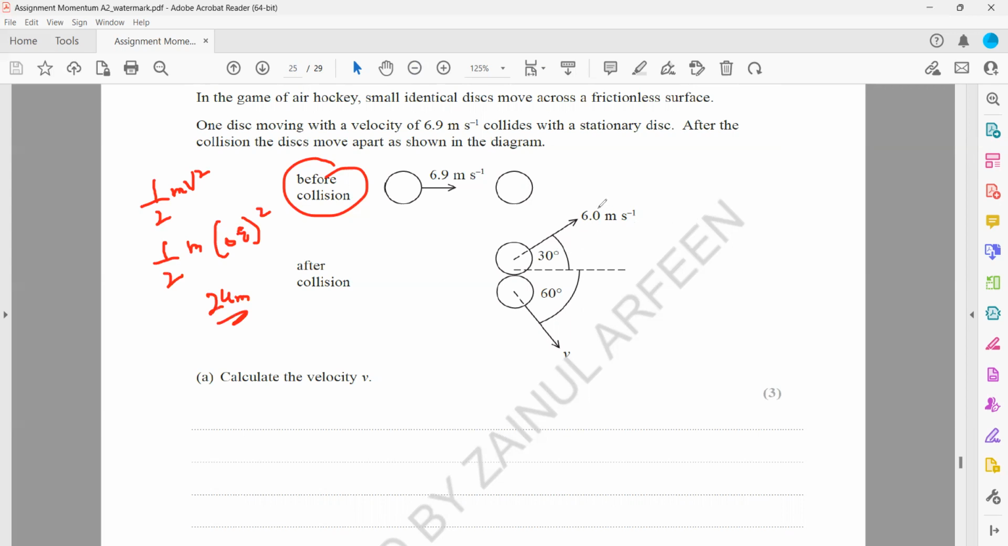Kinetic energy after: the speed is 6, and the other speed we calculated in the previous part was 3.4. So we find half mv squared for this one and half mv squared for this other one, and we add to get the total. We don't bother about angle, and we get the total kinetic energy after the collision, which is about 24m joules, and before it is also 24m joules. So the kinetic energy before and after is equal. It means the collision is elastic, and momentum is conserved.